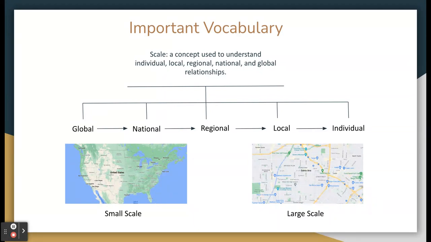To continue, a small scale is an image that is zoomed out. A large scale is an image that is zoomed in. For example, this image of the map of the United States is on a smaller scale. This image zoomed in on the map of Santa Ana is on a larger scale.